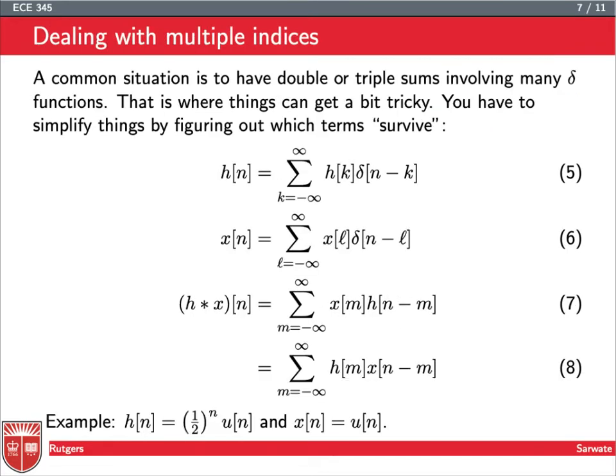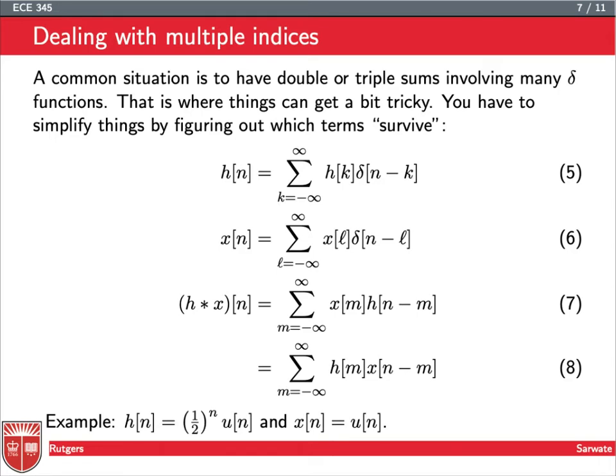A situation you might find yourself in when doing calculations is you get these double or triple sums involving lots of delta functions, because they involve several discrete time signals, and you're trying to put these signals together in some way. One of them is a sum of delta functions, the other one's a sum of delta functions, so now you have two sums of delta functions, like in this example here, where I can use this sampling property to represent h of n, the signal h at time n, using this sampling representation of the delta function, and similarly I can represent x of n the same way.